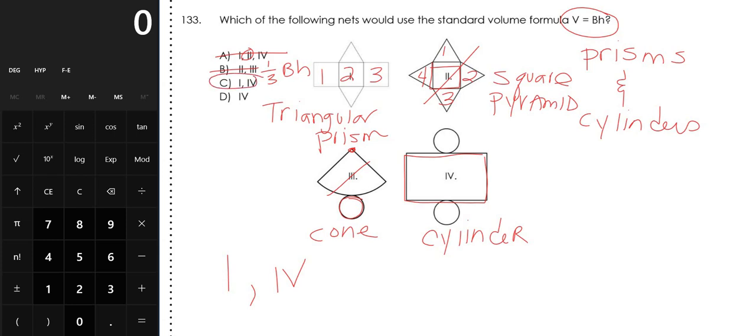And choice D says only 4. But choice 1 also uses big BH, so it's not choice D. So choice C, prisms and cylinders. Let's keep going.